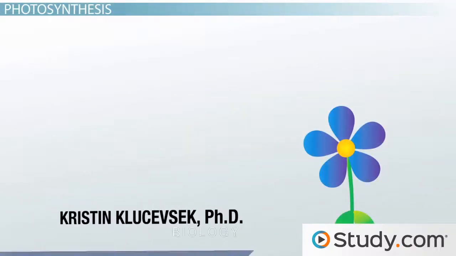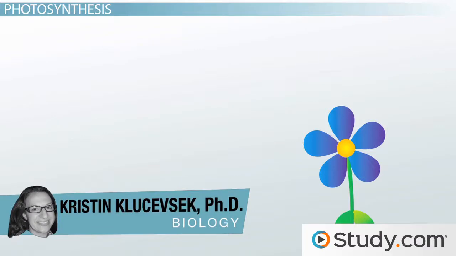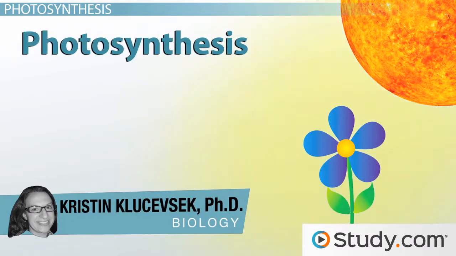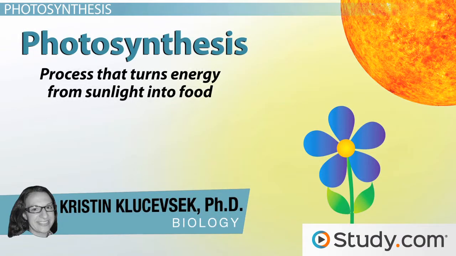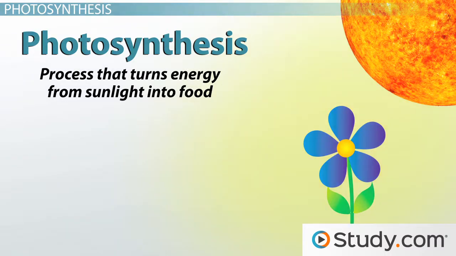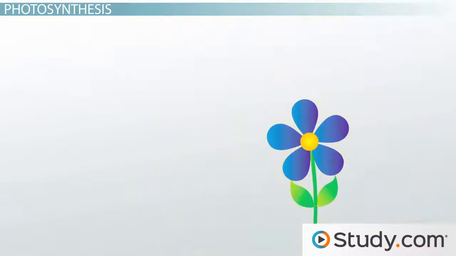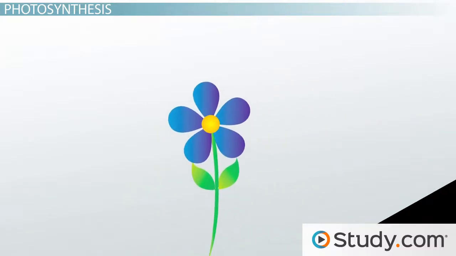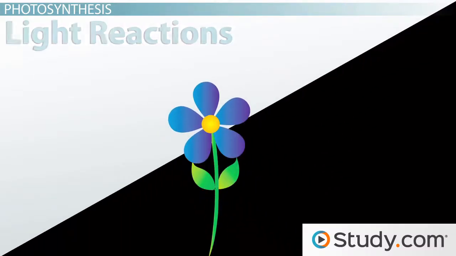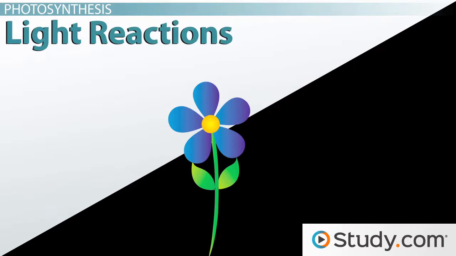When plants start to get a little hungry, they need only turn their leaves to the sun to start photosynthesis, the process that turns energy from sunlight into food. In this lesson, we'll start to break down how this process takes place. Photosynthesis consists of two parts. The first part consists of the light reactions, while the second is called the dark reactions.